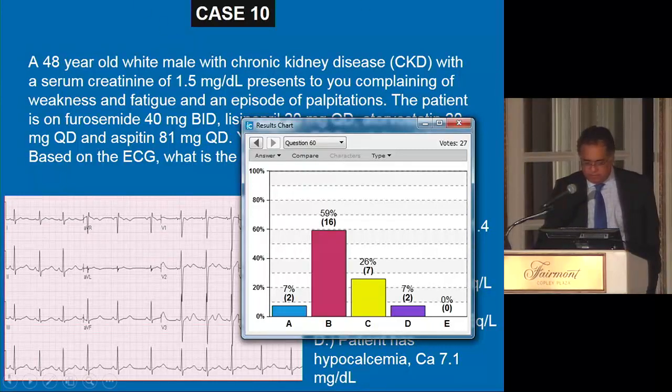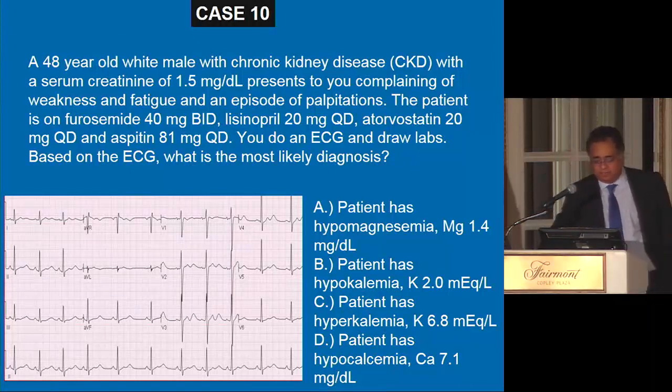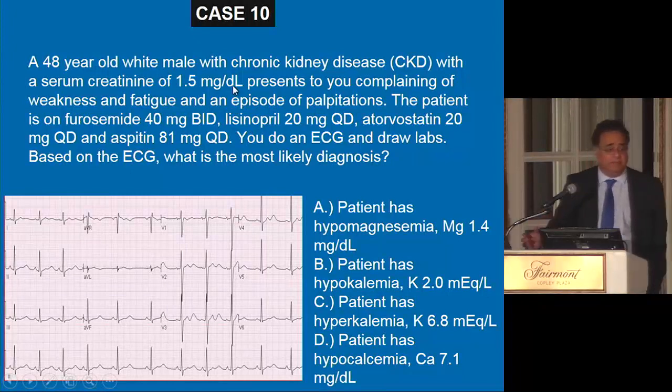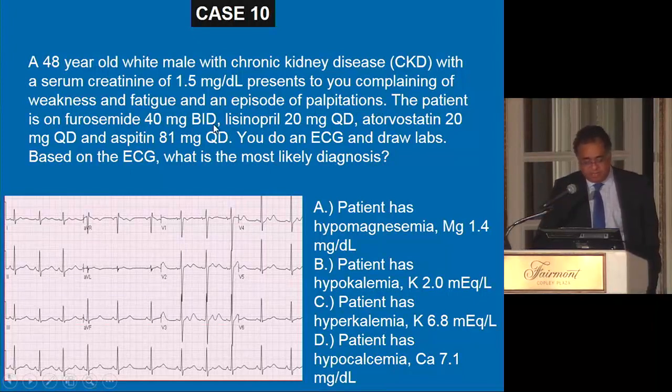So most people got B, which is correct, hypokalemia. I was a little sneaky here because in the history I gave you reasons for the patient being hyperkalemic as well, right? So the patient was on lisinopril, which would suggest they had renal dysfunction, so you could think maybe the patient was hyperkalemic. I told you the patient had weakness and fatigue and palpitations, which might make you think of hypokalemia, patient on a high dose of diuretic agent. Hypomagnesemia and hypocalcemia were thrown in as distractors.